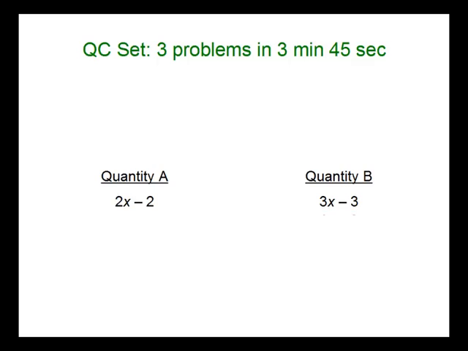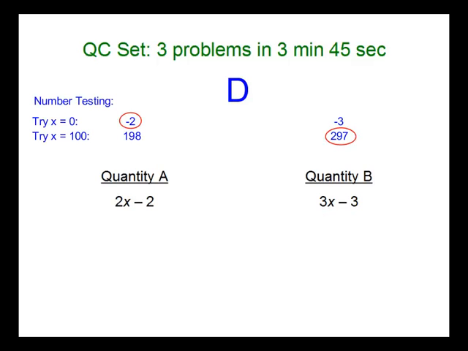Here's our second problem. Pretty straightforward. Some similarity in the phrasing of the quantities: 2's in A instead of 3's in B. Let's plug. 0, easy one to plug. 100, just because it's a big and round number. And it turns out that's enough to show that sometimes A is bigger. -2 is less negative than -3. And with big numbers, it's obvious to see which is bigger.